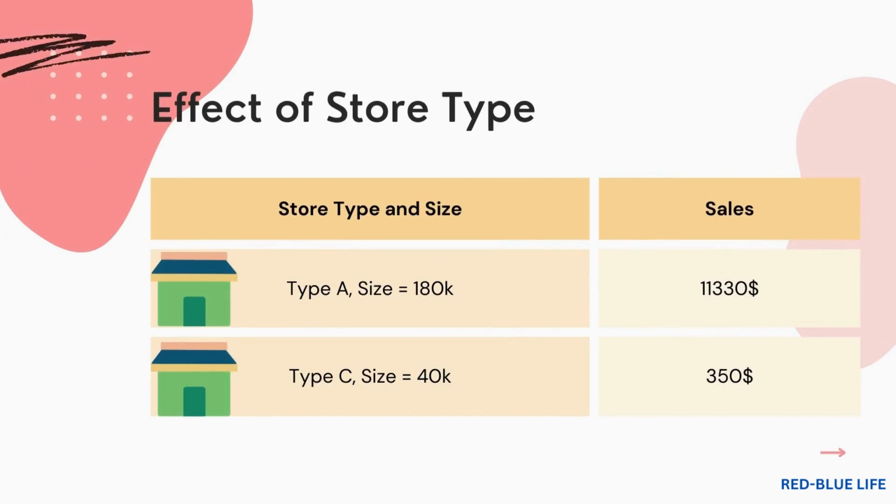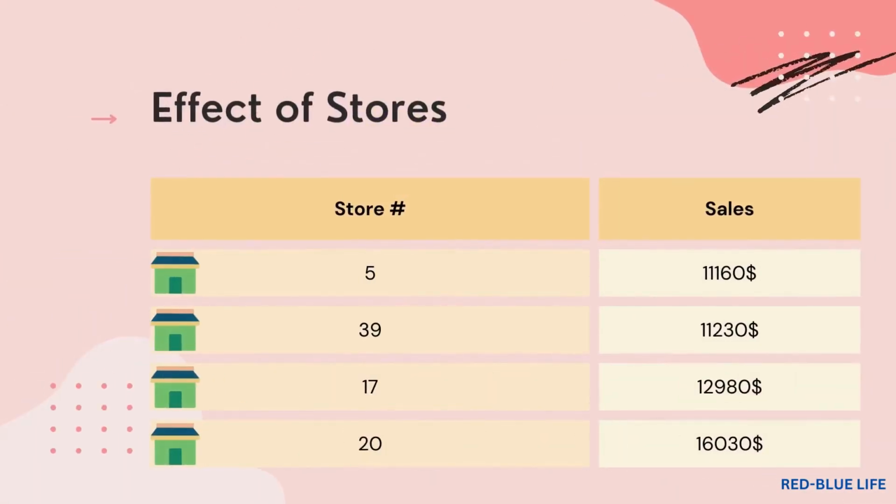When we predict the sales for a small store with type C, we see a loss of around $11,000 when compared to a big store with type A. That's huge. Here we are comparing sales for different stores but same departments. Store 5 gives sales of around $11,000, whereas store 20 gives $16,000.